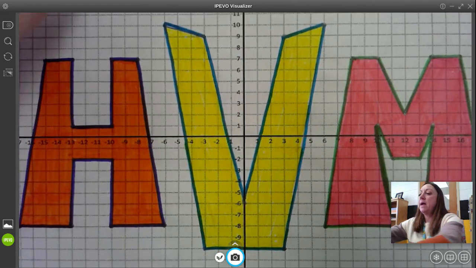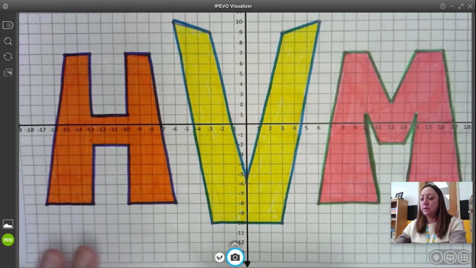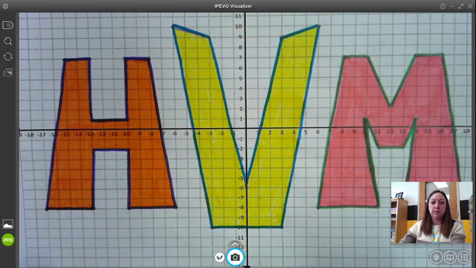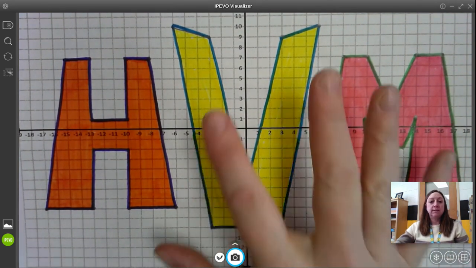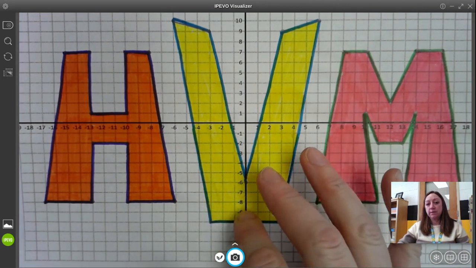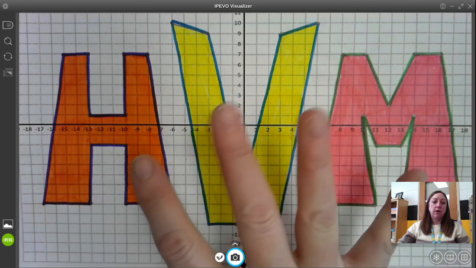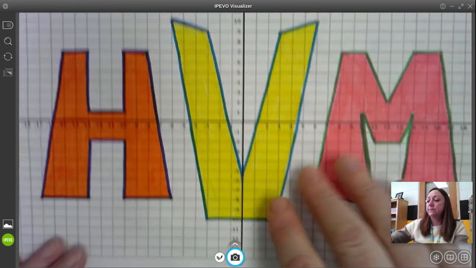All right, so this is my sample. My initials are HMV, so V is for Van de Waal. That's why this one's in the middle and much larger. And this is my final product. So this one is nice and neat. I used a straight edge, colored it in, all kinds of stuff.